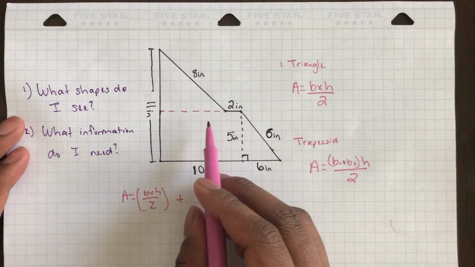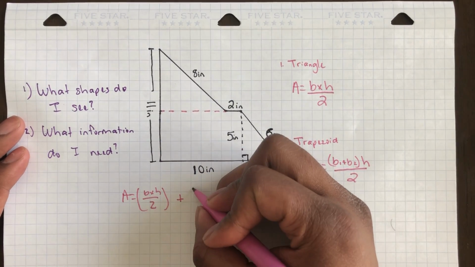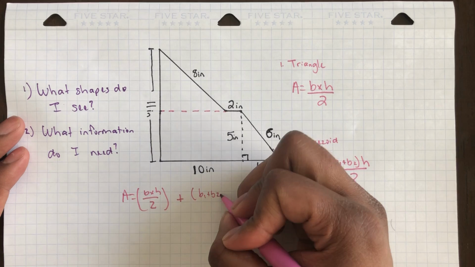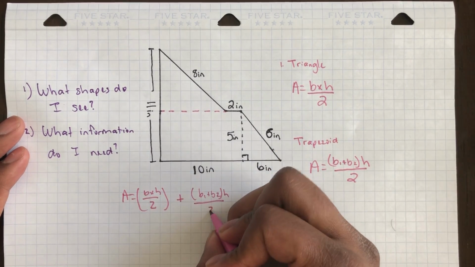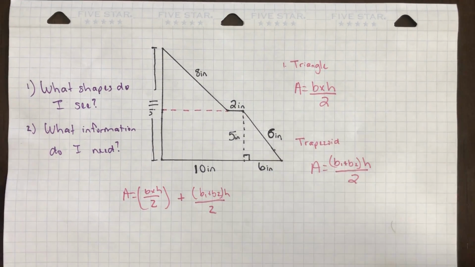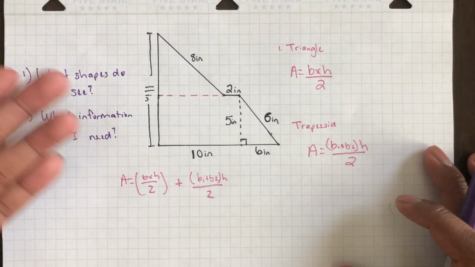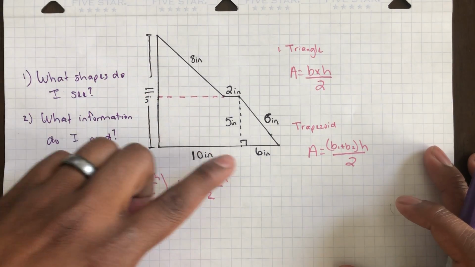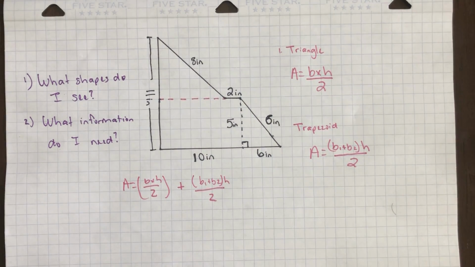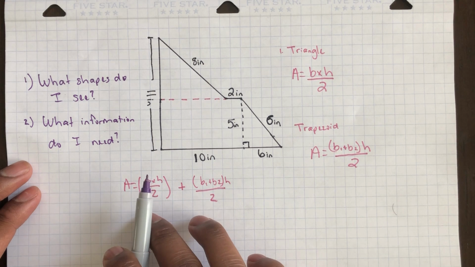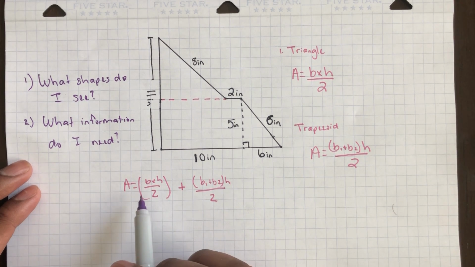to my area of my trapezoid, which is base 1 plus base 2 times my height divided by 2. Okay, now this is where I find the area for both my shapes, add them together to find the area of the compound shape. I'm going to start with my triangle, okay? The area equals base times height divided by 2.